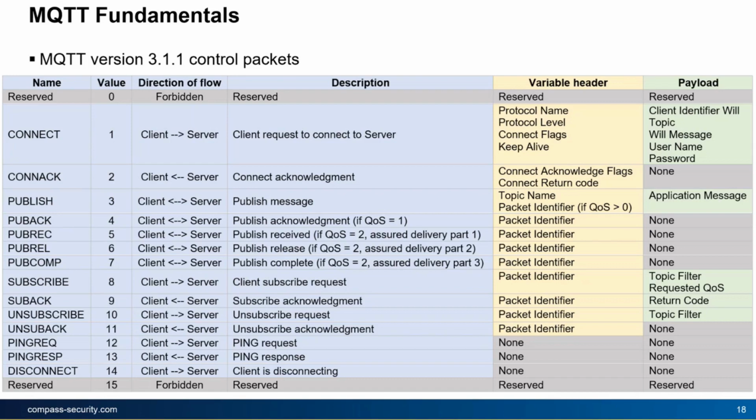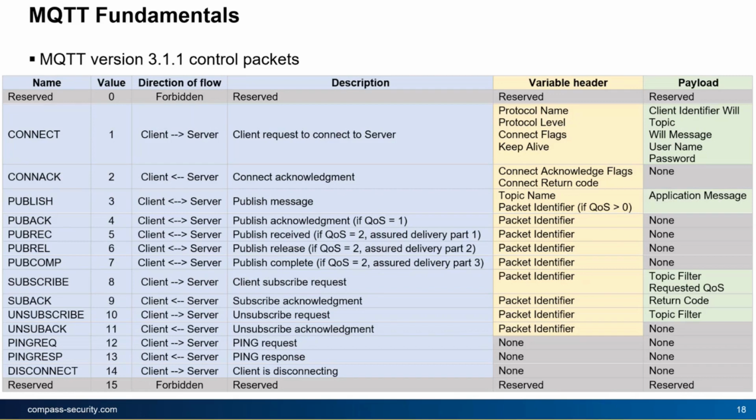Let's just have a look at the first example. We have the connect packet, which allows a client to connect to a server. So after the TCP handshake is performed, the client sends this connect packet to the server saying, hey, I would like to connect via MQTT.